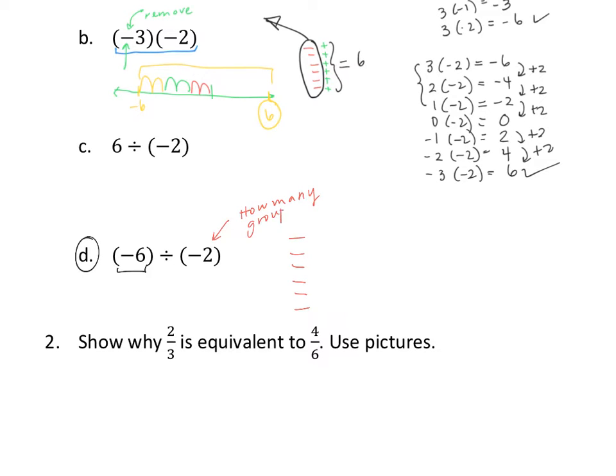So -2 is what has to be in our group. So here's -2, here's -2, here's -2. So that took 3 groups.